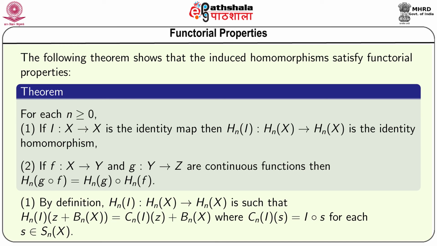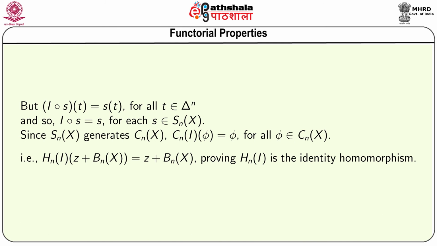The definition of HnI says that HnI operating on z plus Bnx is equal to CnI of z plus Bnx, where CnI of s is equal to I composed s for every s belonging to Snx. But I composed s evaluated at t is equal to s(t) for all t belonging to delta n, and so I composed s is equal to s for every s belonging to Snx. Since Snx generates the set Cnx, CnI on any member phi of Cnx is equal to phi, that is, HnI of z plus Bnx is equal to z plus Bnx, which shows that HnI is the identity homomorphism.